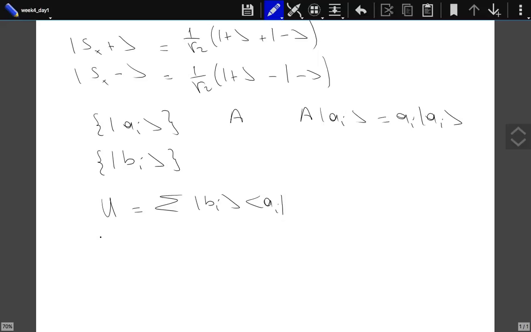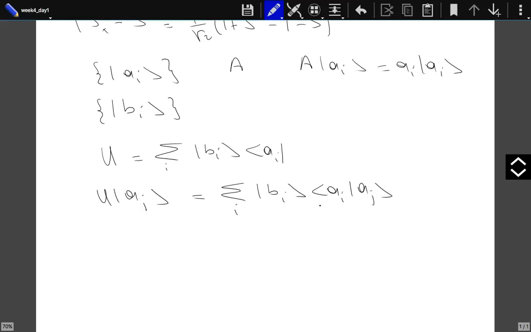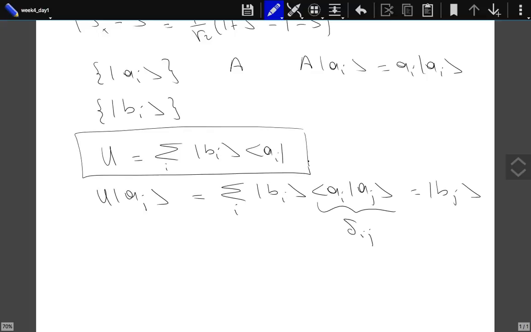So if you take this operator U, and act with it on |Aj>, you will get the sum over i of |Bi><Ai|Aj>. And this inner product is just 1 if i and j are equal. It is 0 otherwise. So it's the Kronecker delta ij. So when you sum over i, you get |Bj>. So this operator, in a sense, maps one basis state to the other basis state.